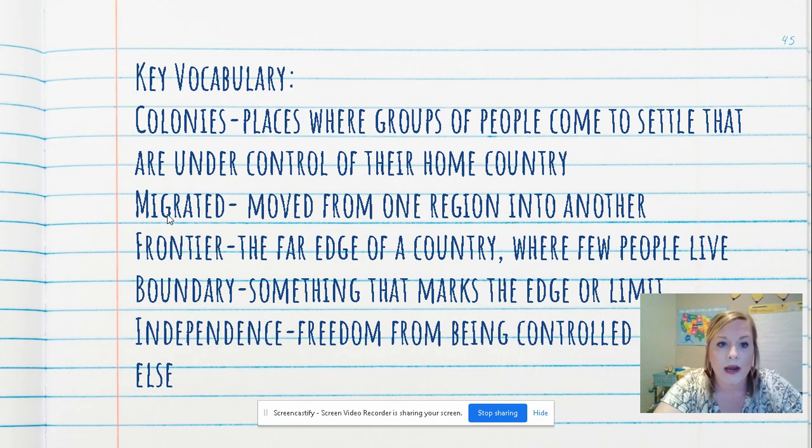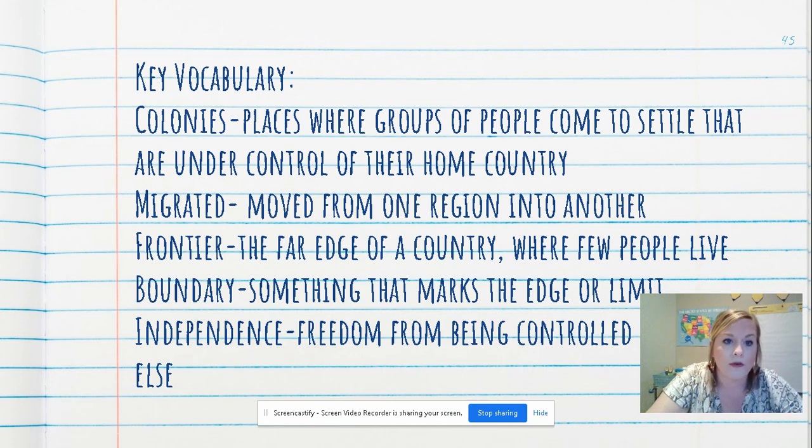The next word is migrated, and it's to move from one region into another. You also hear of migration often with animals, things like birds, they migrate. So that might be where you've heard that before too. But in this case, it's people.